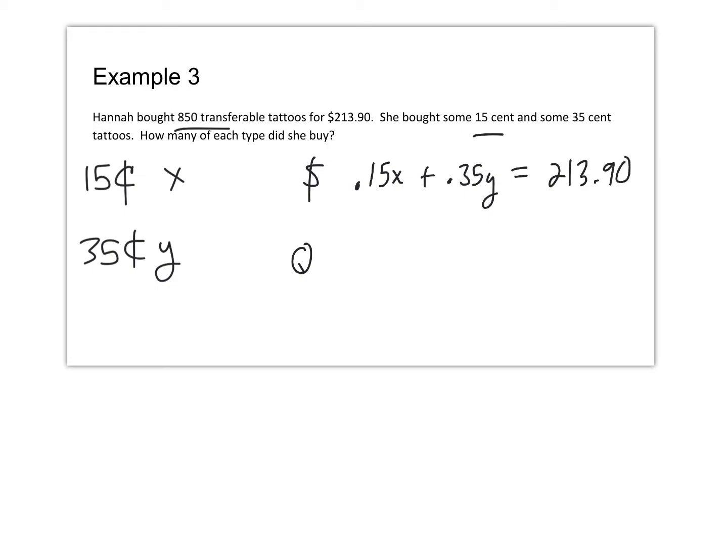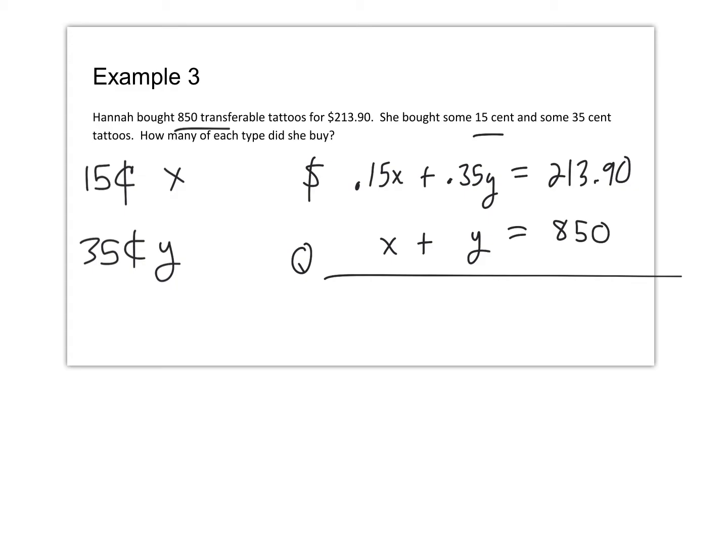The second equation is going to be all about our quantities. Now I don't know specifically how many of the 15 cents, so that just gets x. I don't know specifically about the 35, so that's just y. But I know we bought 850 of these things. Whoops, that looks terrible. So 850. Okay, so now at this point, we have our equations.